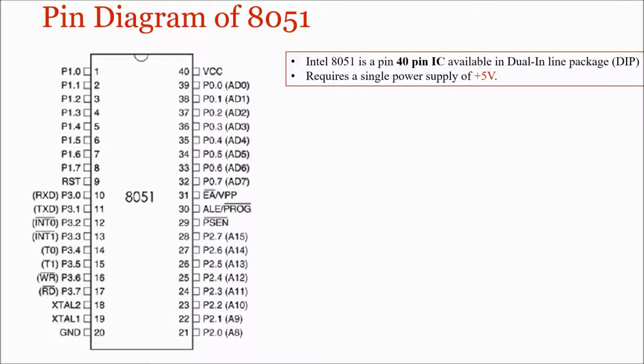So pin number 40 is used as VCC, where the user has to connect the +5 volt supply, and pin number 20 is the ground terminal for this supply.